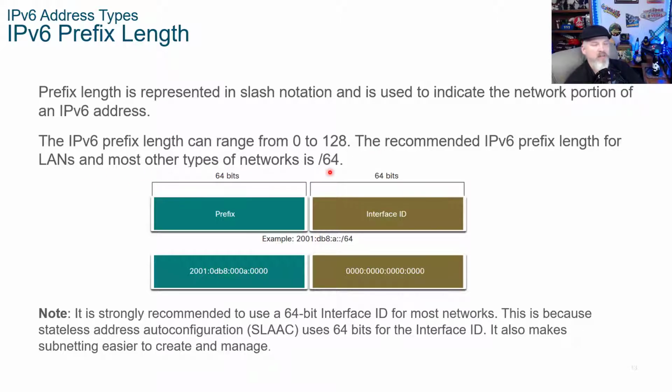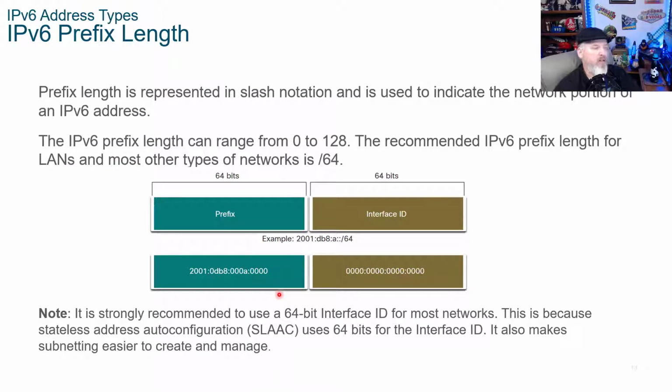Now that's current times. This is 2020. 10 years down the road, it may be different. 20 years down the road, it may be different. But for now, the recommended length is /64. So what we're doing is we have our prefix of 64 bits and our interface ID of 64 bits. And we know that our interface ID, or our host portion, is 64 bits because we have a /64 there.